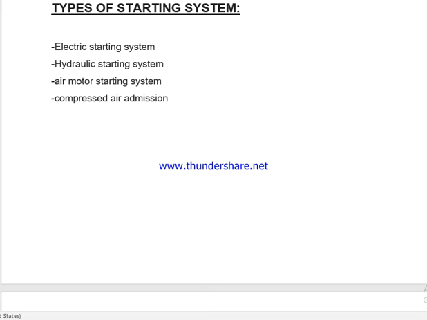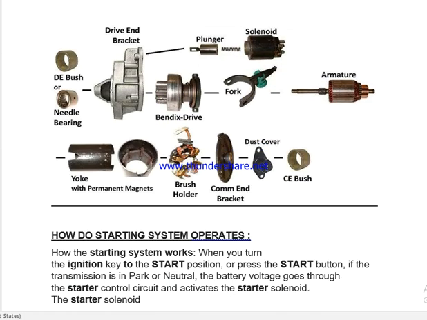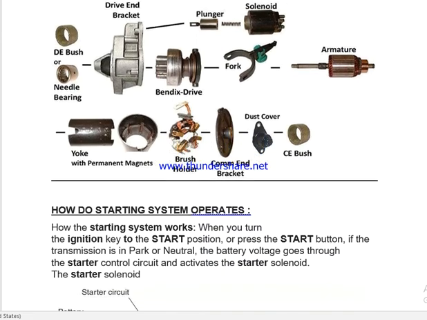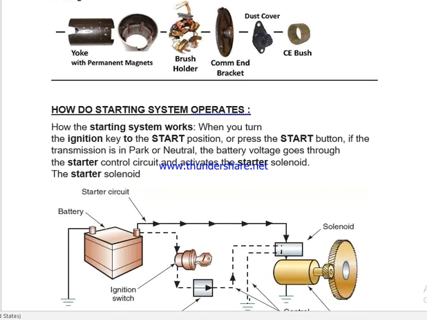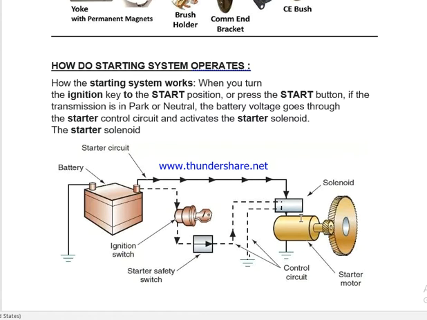This is an easy chapter, but you have to know it clearly. There is a figure showing the components inside the starter, which help to start the engine. Inside the armature chassis, a magnetic field is created. That is a fork. All of you, please pause this video and read it clearly.